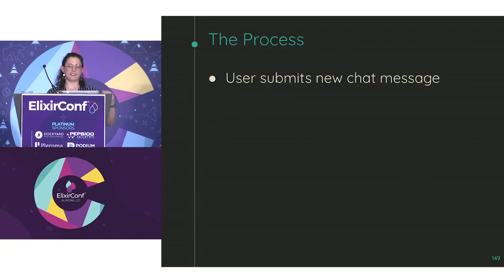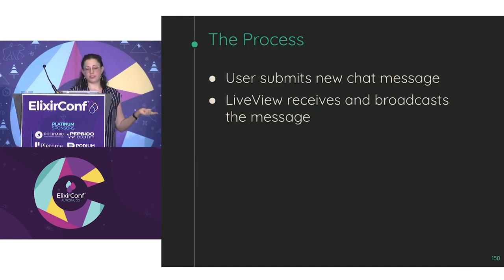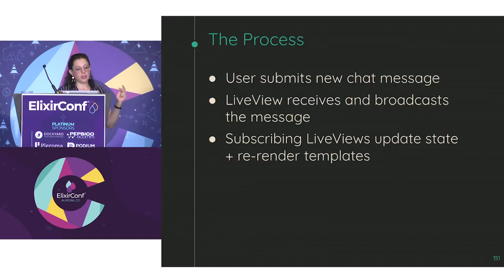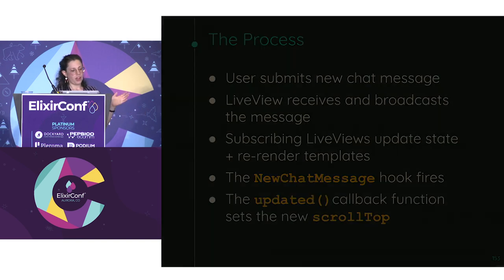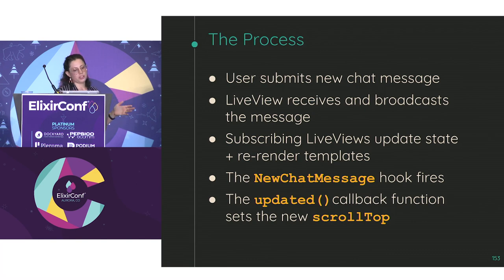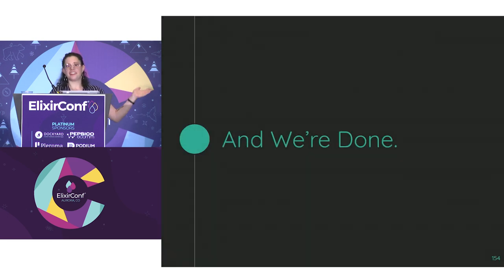So, just reviewing how this process works from end to end with hooks. User submits a new chat message. LiveView receives it and broadcasts that message to all the other subscribers. Those subscribing LiveViews update their own state via socket assigns and re-render their templates. This means that our new chat message hook will fire, thus invoking our updated callback, and finally setting the new scroll top. And we're done. That was all we had to do.